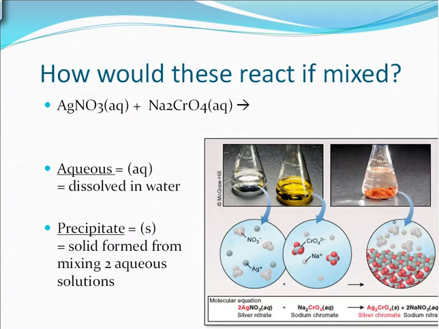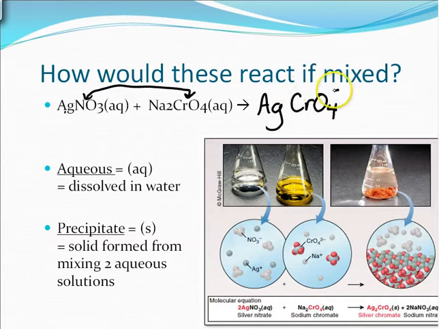So the way we would write this, thinking back to our Unit 6 displacement reactions, we would say that the silver would stay where it is, and then the nitrate and the chromate would switch places. So it would be Ag with CrO4, although we do have to look at charges. CrO4 is -2, Ag is +1. So this would be Ag2CrO4. There'd be 2 silvers for every 1 chromate. And that was our solid.